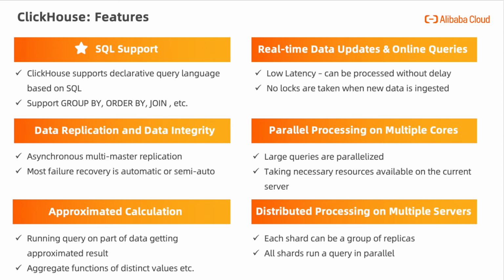Secondly is distributed processing on multiple servers, which is also a very distinctive feature of ClickHouse, since almost none of the column-oriented DBMSs mentioned support distributed query processing. So data can reside on different shards. Each shard can be a group of replicas used for fault tolerance. And all shards are used to run a query in parallel, transparently to users.